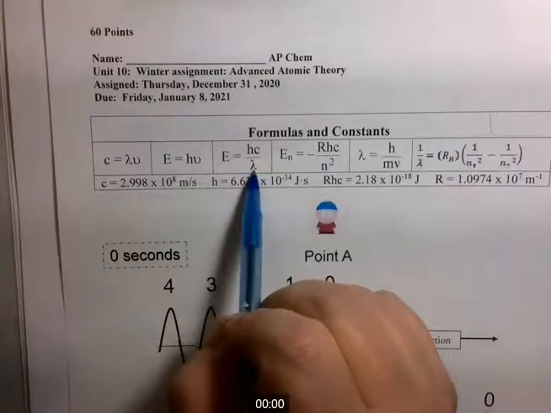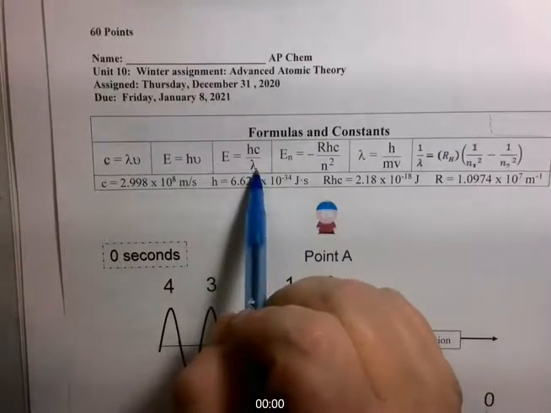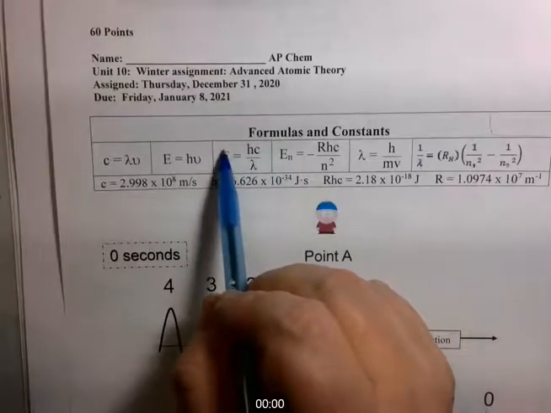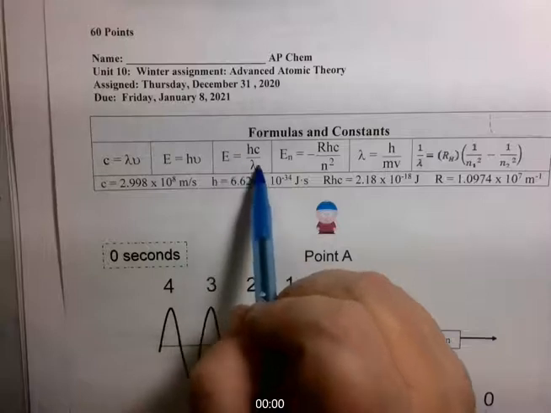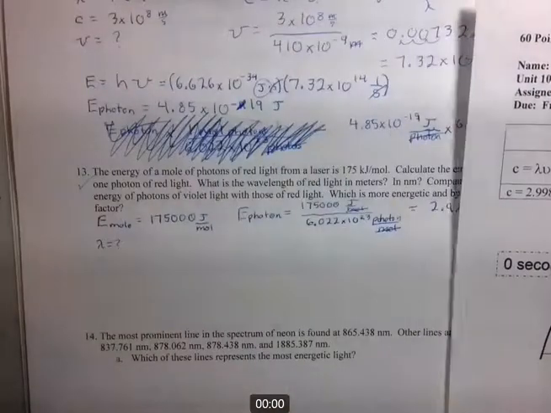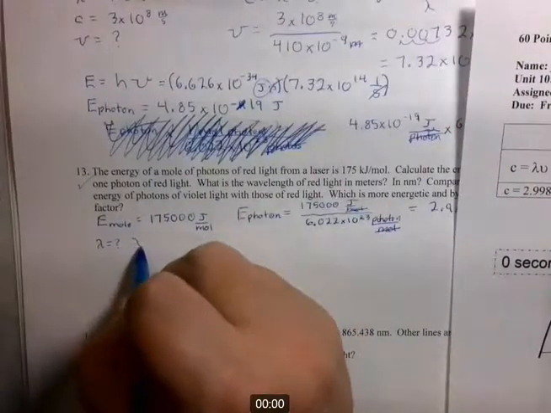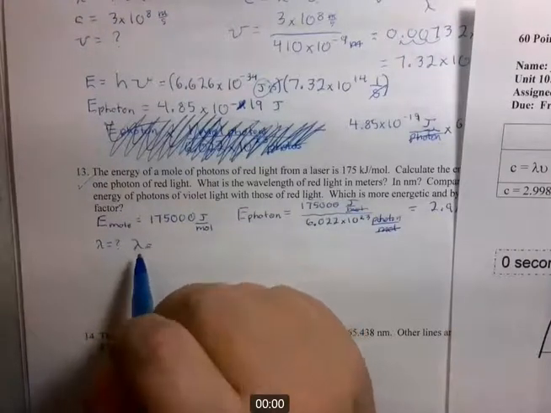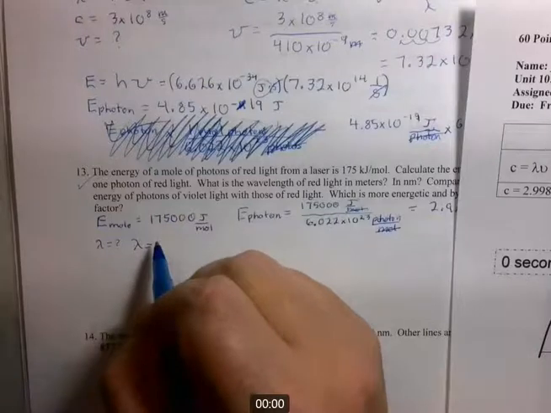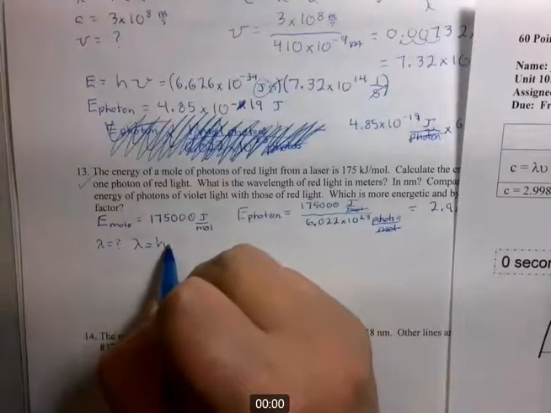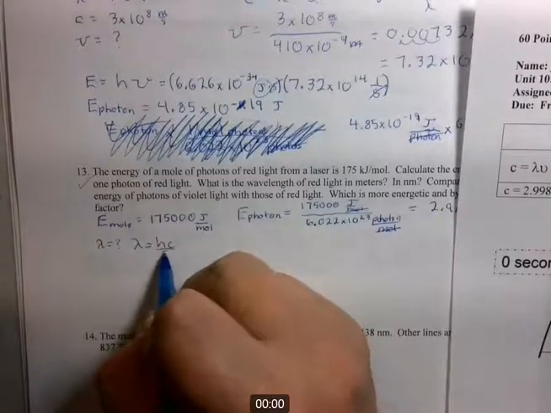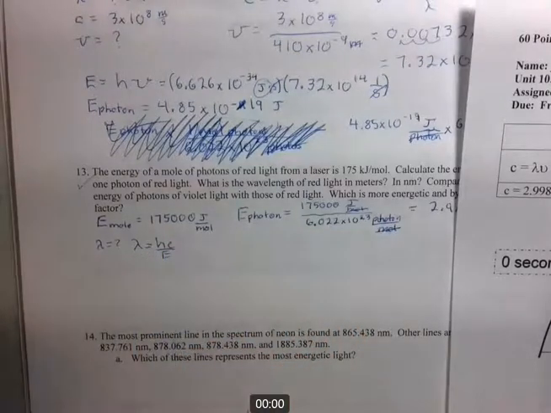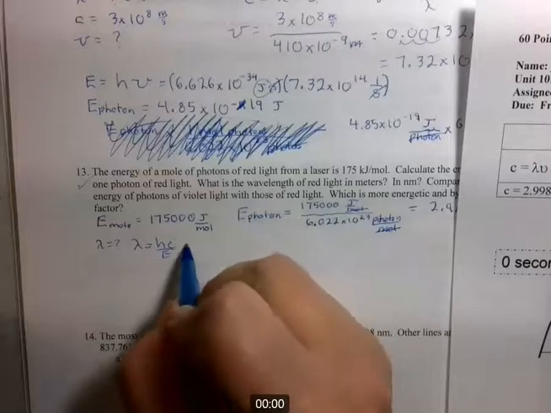So you're going to solve this formula for lambda. Multiply both sides by lambda, and then divide both sides by E, and you'll end up with this formula. This is just basic algebra, Integrated Math 1. Okay? So I'm not trying to fake you out here. It's hc over E. Again, you multiplied both sides by lambda and divided both sides by E, and you ended up with that. So let's plug in those numbers.